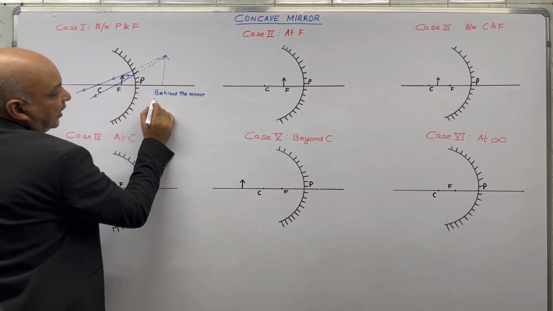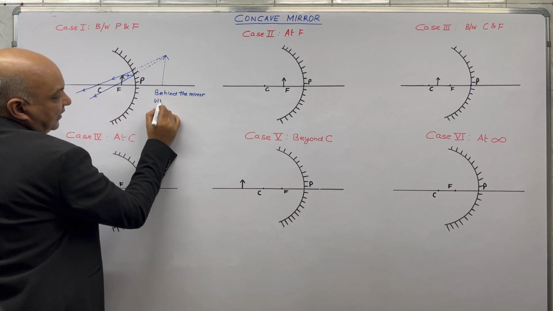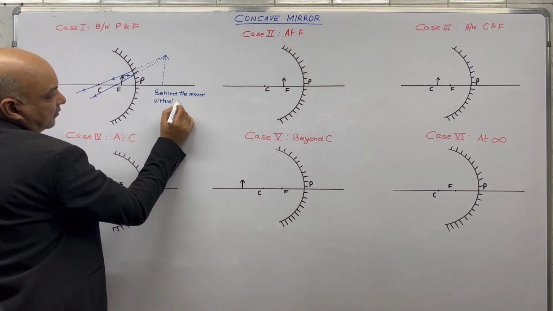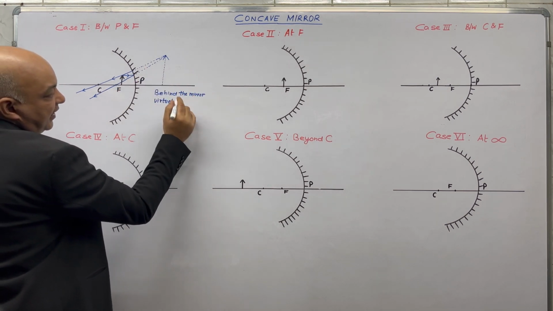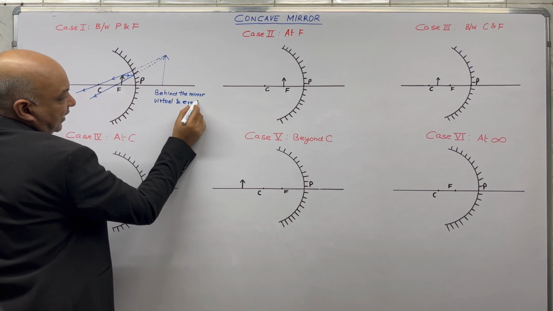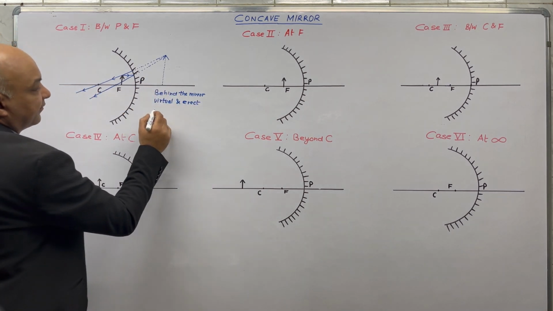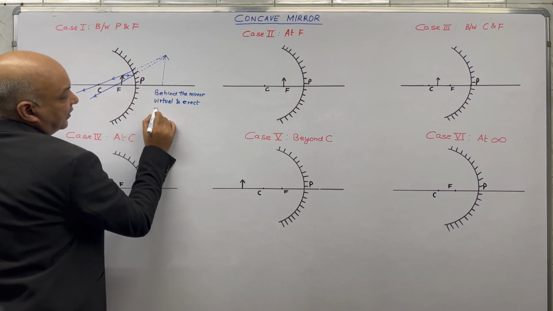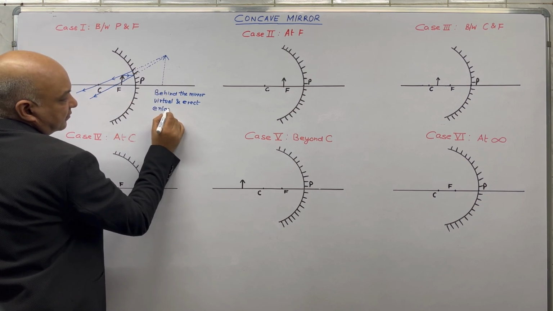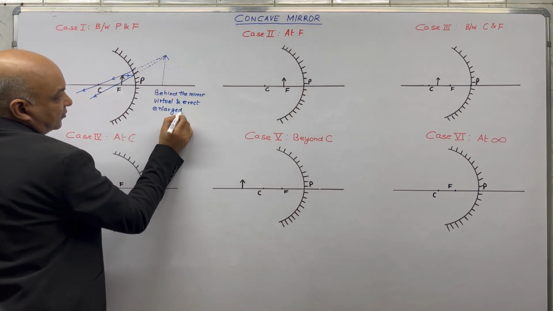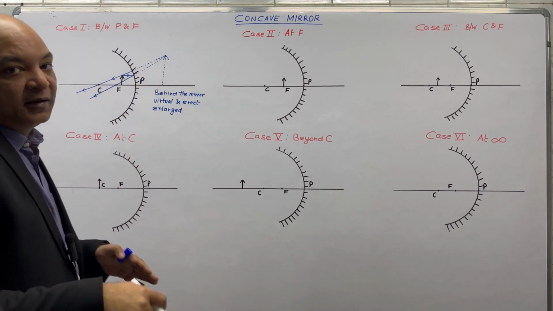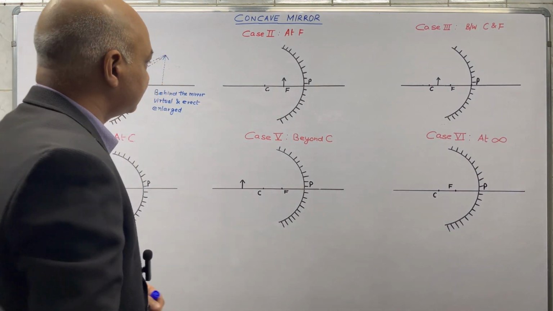It is virtual and erect. Why? Because it is formed behind the mirror. Erect because it is formed above the principal axis, and it is enlarged. So size wise it has got slightly magnified.